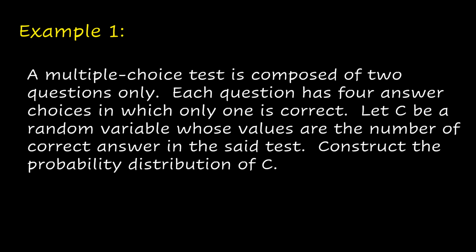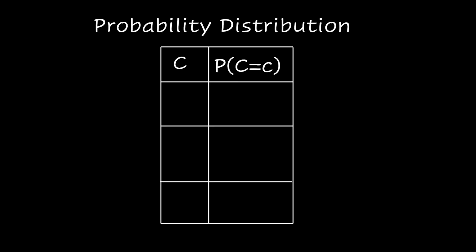There are only two questions in the test and it's a multiple choice test. Every question has four answer choices and among the four only one is correct. Again, one more time, the letter C is the random variable and the elements of set C are the possible numbers of correct answers in this test. So here is the probability distribution table for the random variable C. It is composed of two columns. The left side column is to be populated by the values of the random variable C, and the right side column, of course, holds the probability for each of those values.